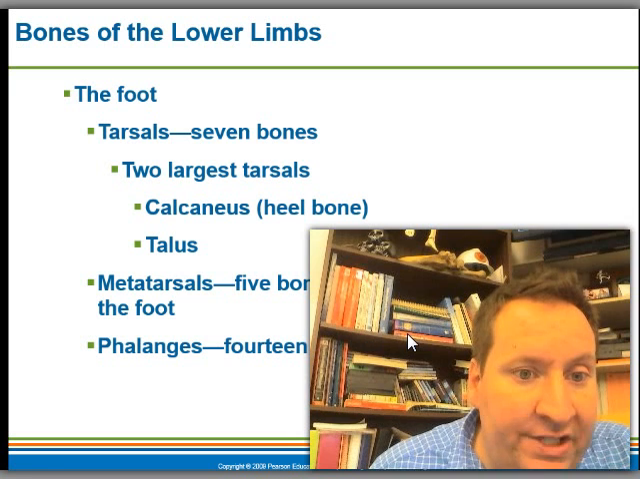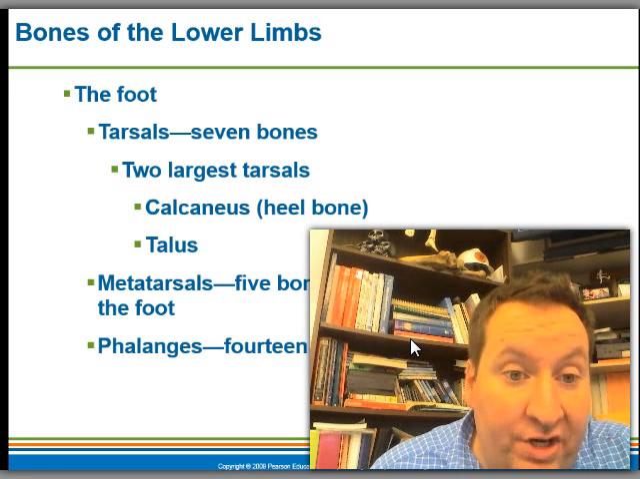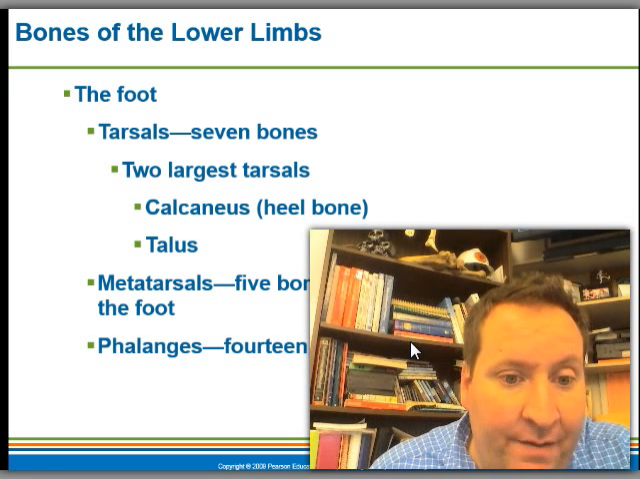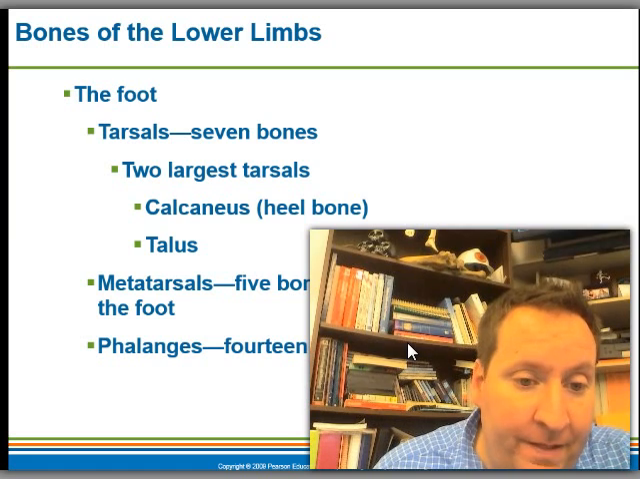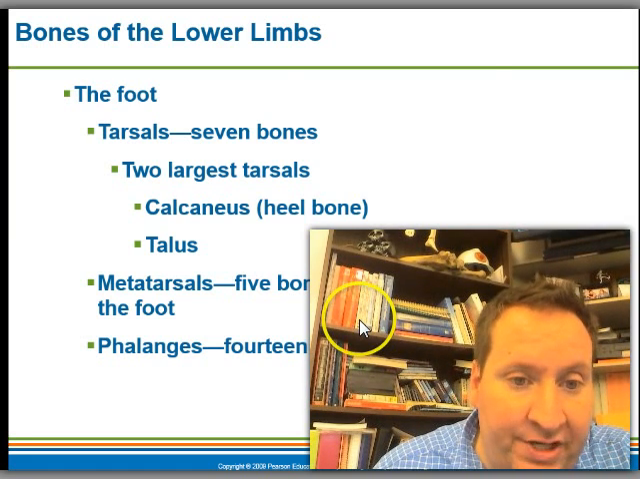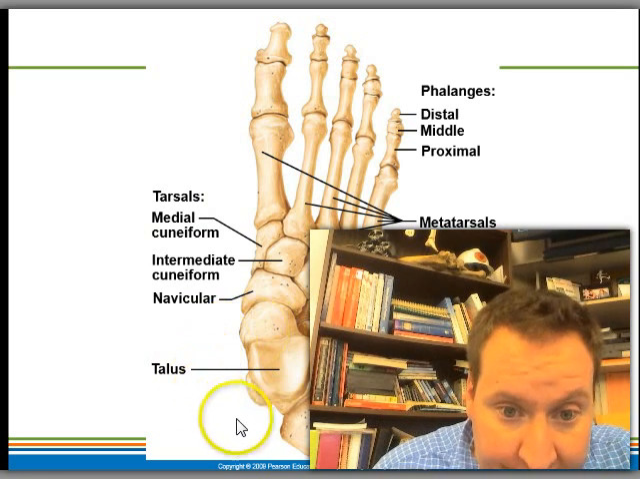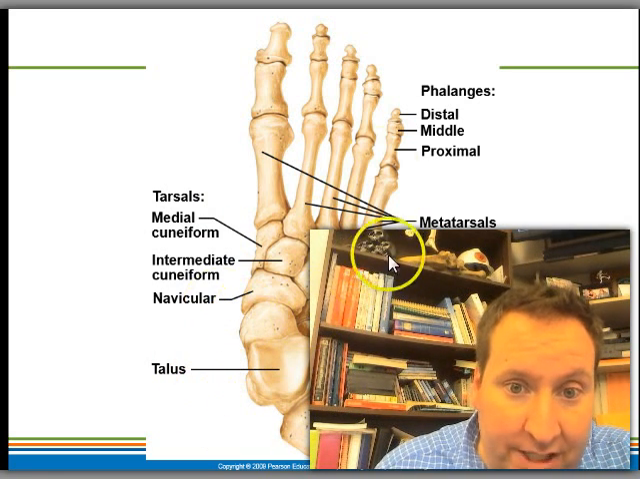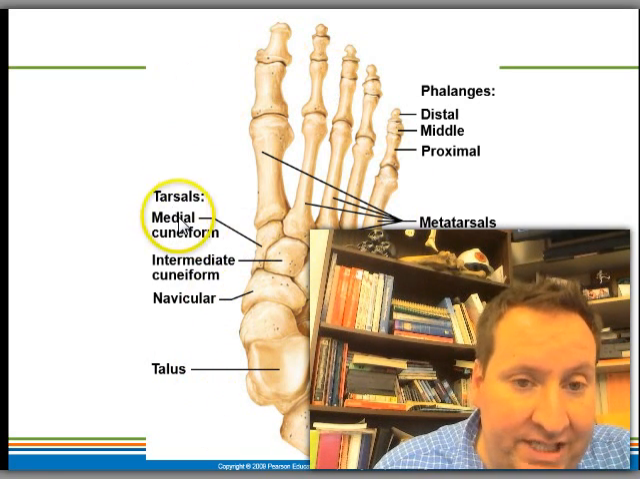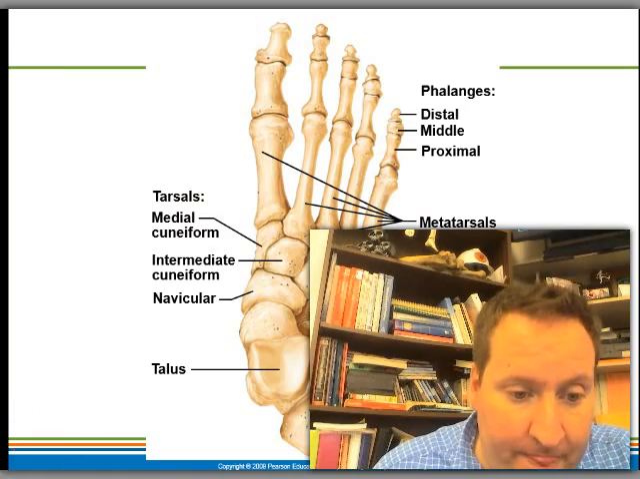Looking at the foot, we have our tarsals, which are basically our ankles. Then we have our metatarsals, which is the palm of the foot. And then we have our phalanges, which are the toes of our foot itself. So you have your tarsals, your metatarsals, and then your phalanges, kind of the same setup as your hand itself. So that kind of wraps up Unit 1.2, looking at the bones themselves.